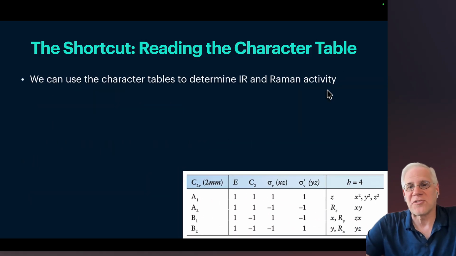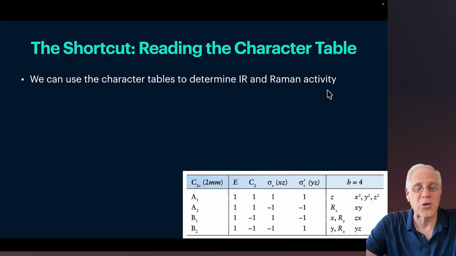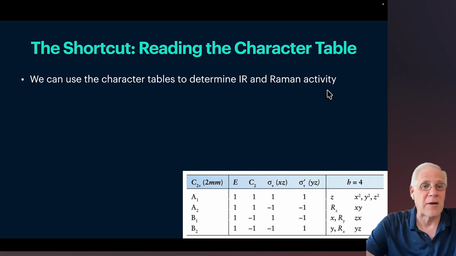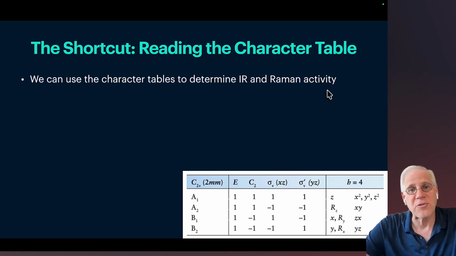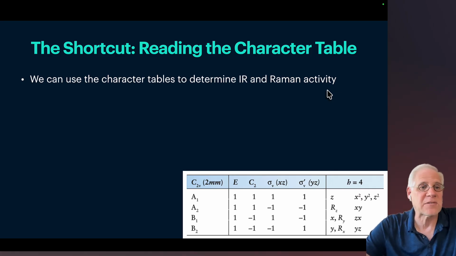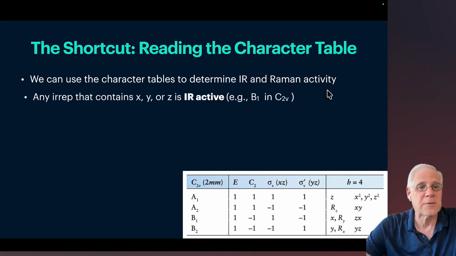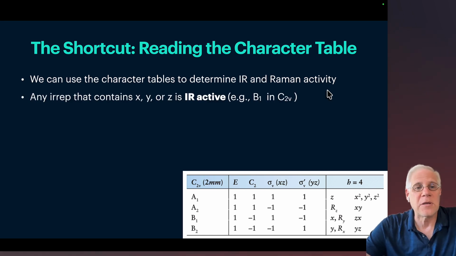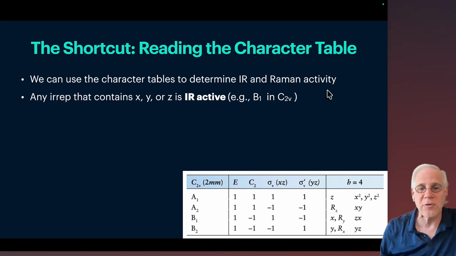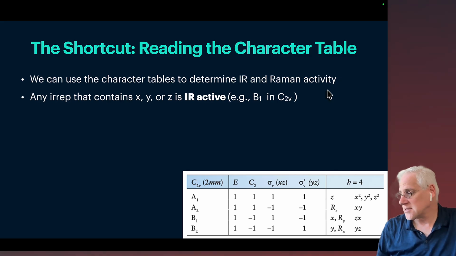As I mentioned, we don't necessarily need to look at a molecule, figure out all these different stretches and bends, and figure out if something is squishy. We can use our character tables that we learned in last week's lesson to determine infrared and Raman activity. Anytime we have an irreducible representation, or an irrep, that contains the X, Y, or Z component, it is IR active.